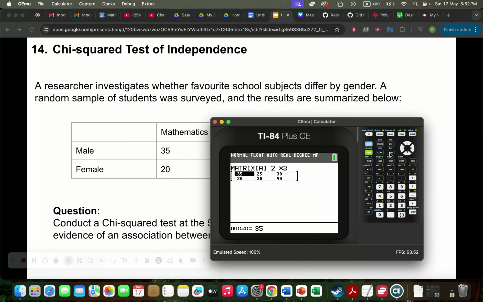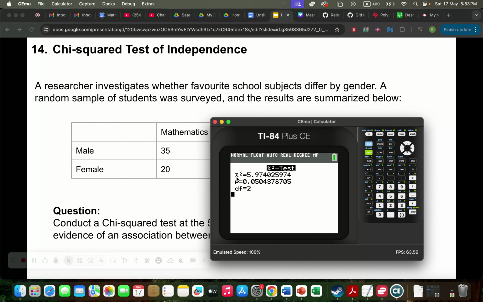What I want to do is go to stat, go to test, then choose the chi-square test, which is option C. So we press enter. We have the observed and the expected matrices. It doesn't really matter; I'll show you what this basically means later. We just go straight to calculate, press enter, and what we really want in this case is the p-value. Now this is the chi-square value.